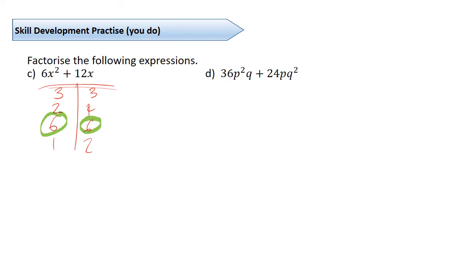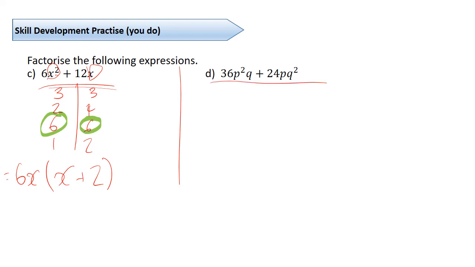We do need to consider those, so always be on the lookout for that little tricky case. So our 6, our highest common factor, is going out the front. Let's have a look at our variables. Okay, there's an x in both. There's 2 x's in the first term, but there's only 1 in the second, so we can only put 1 x out the front. And then I would have to multiply 6x by x, multiply 6x by 2 to get my 12x.